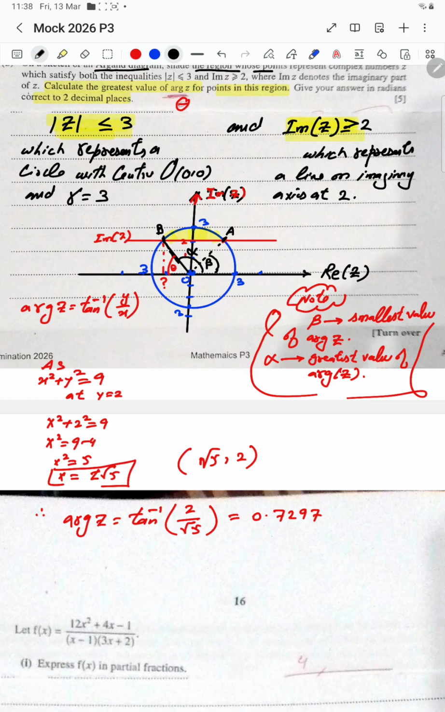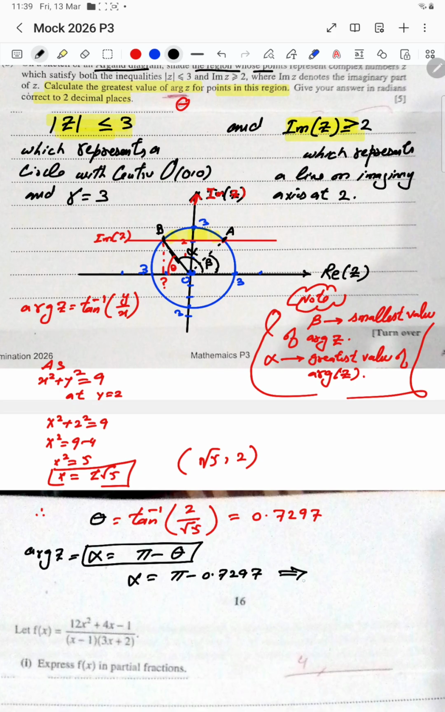So alpha will be pi minus theta. Alpha means argument of z. Arg of z is pi minus theta. So alpha will be pi minus 0.7297, which gives me the answer 2.41 radians up to 2 decimal places. So this is the final answer. I hope you got it. Okay.